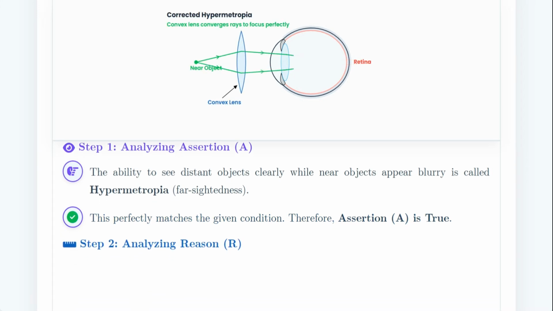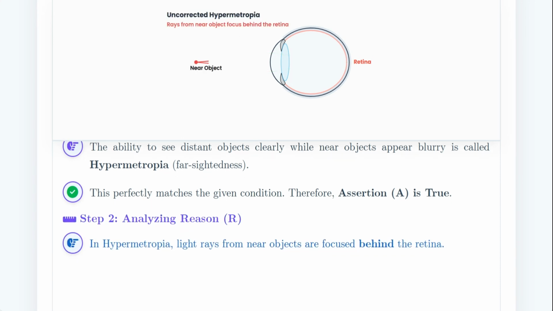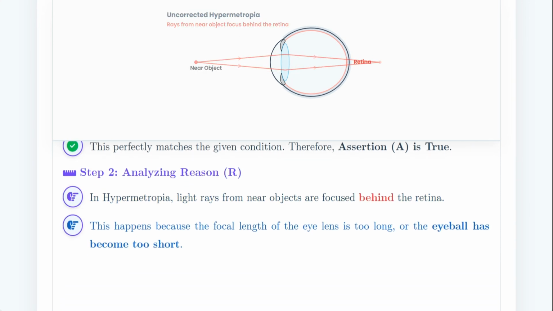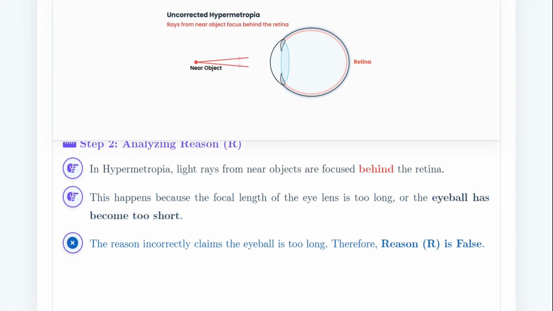Now let's evaluate reason R. What causes the image to form behind the retina? It happens either because the focal length is too long or because the eyeball has become too short. Since the reason wrongly claims the eyeball is too long, reason R is false.